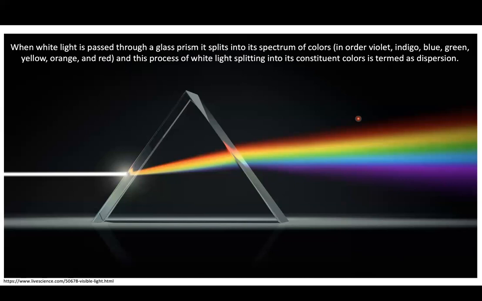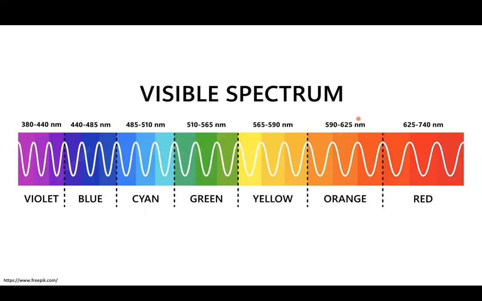Because the white light contains a large range of the spectrum from violet to red color, this is what we call the visible spectrum. The visible spectrum has violet, blue, green, yellow, orange, and red. For example, violet has a wavelength of 380 to 440 nanometers. Wavelength is the distance between two peaks of the wave. The shorter wavelength gives the violet, and the longer wavelength gives the red color.